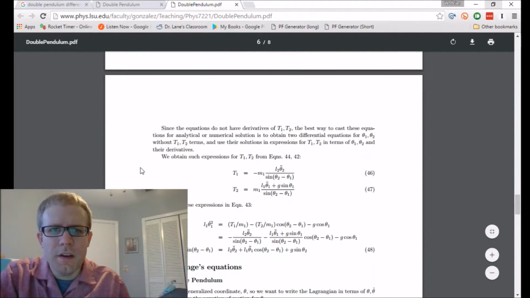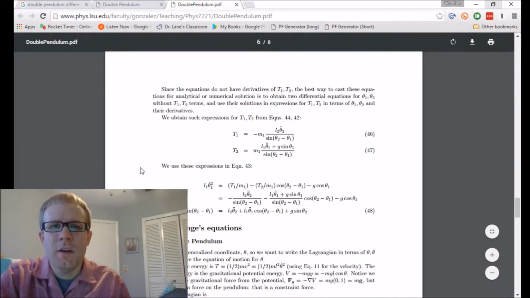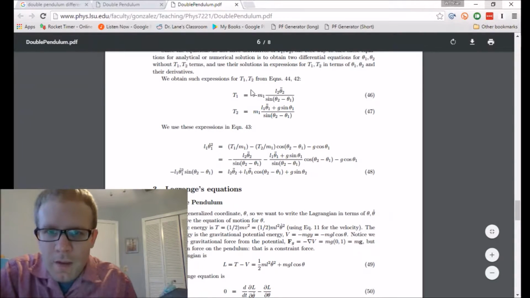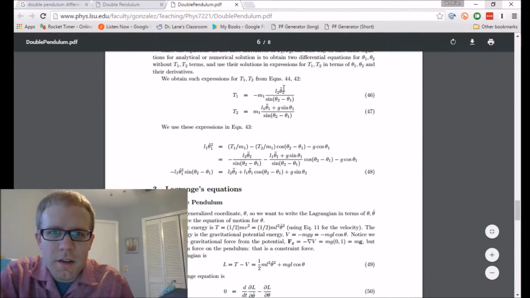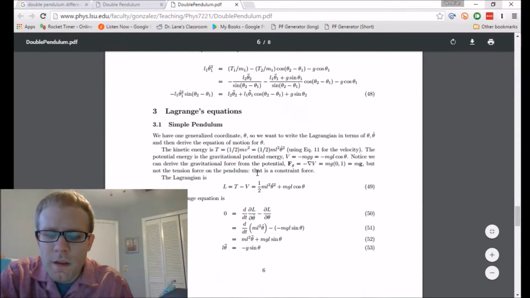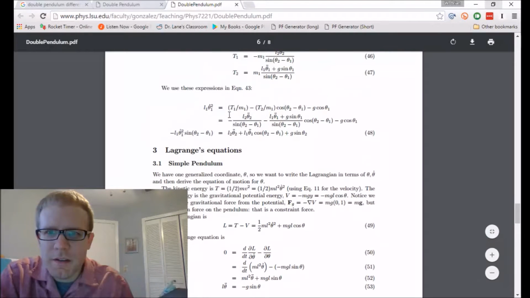So we don't have derivatives of the T1, T2, but the idea for analytical and numerical solution is to obtain two differential equations for theta 1, theta 2 without T1, T2 terms, which is the advantage, honestly, of Lagrange's equations because you just eliminate the tension to begin with. But, to each their own. Let's see here. Okay, so she gets these. Here's Lagrange's equations. Wonderful.